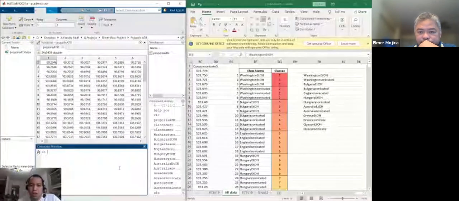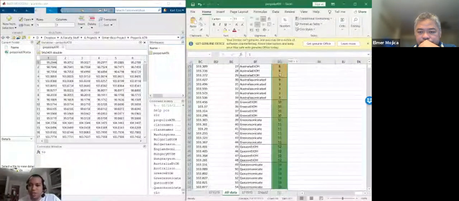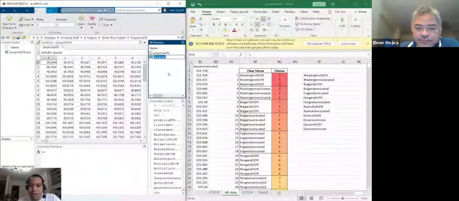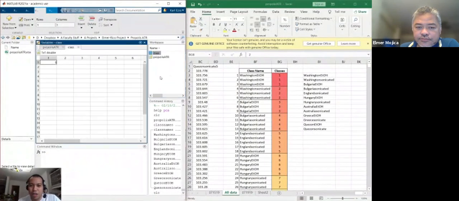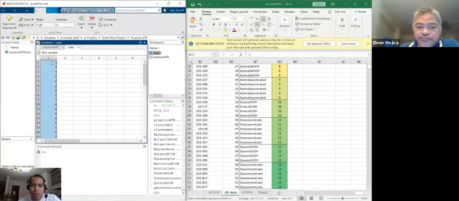3,401. Okay, in addition sa Propolis ATR na data po, ay kailangan din nating i-transfer yung information ng classes. So, right-click again. Let's create a new variable called class or classes. And then, double-click. Itong information na to for the 54 samples ang ilalagay ko rito. So, now, ito na po sila ngayon, 54 elements.